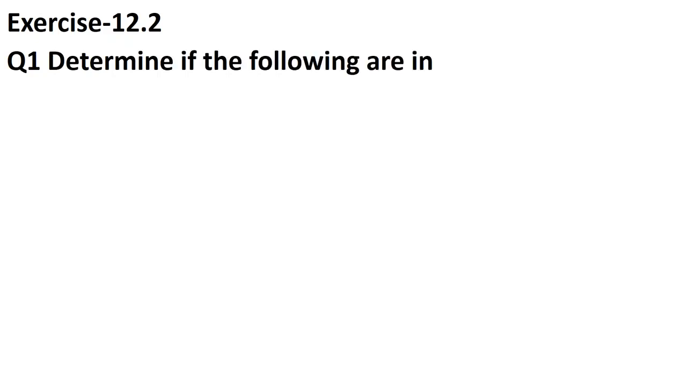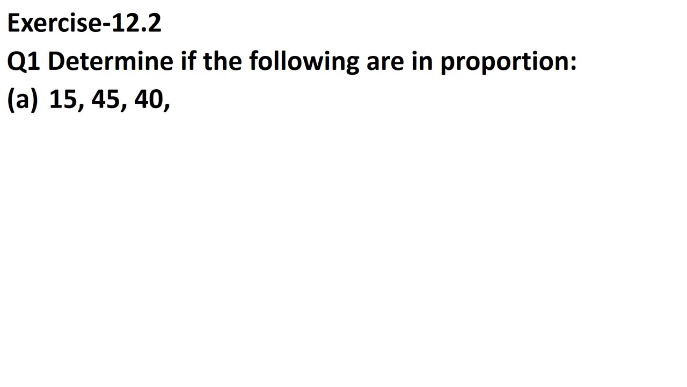Now see exercise 12.2. I am explaining this topic, proportion, with the help of exercise questions. Question number 1 is: determine if the following are in proportion. You have to tell whether they are in proportion or not. Only one part I will do. It is 15, 45, 40 and 120. These are the 4 terms. The first and last terms are known as extreme terms and the middle ones are known as middle terms.